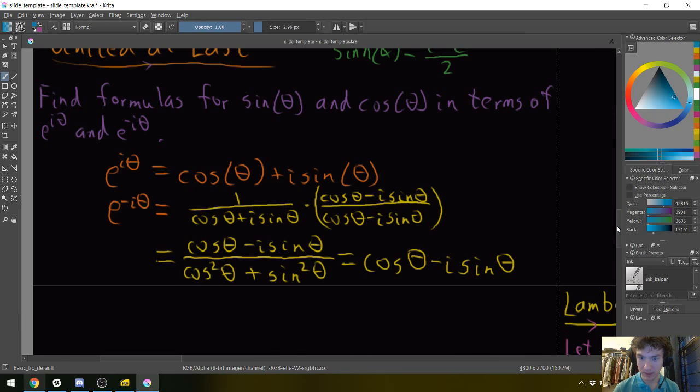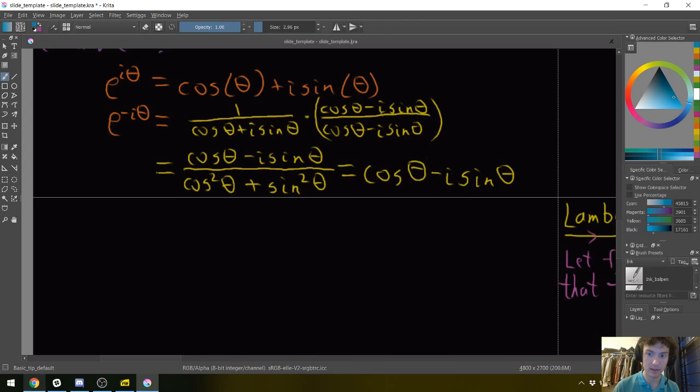Okay, so let's add them, right? Because the nice thing about this is the top one is thing plus other thing, and the bottom one is thing minus other thing. So if we add them, well, I'll just write it a little more carefully. Have you solved in your algebra class systems of linear equations where you have to eliminate a variable?